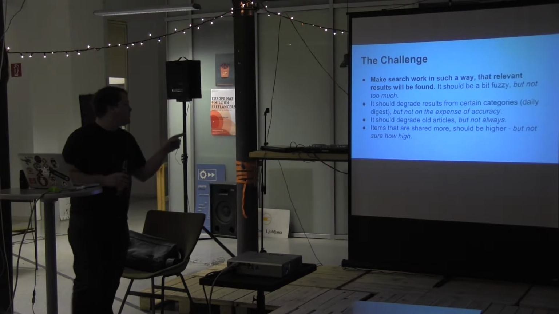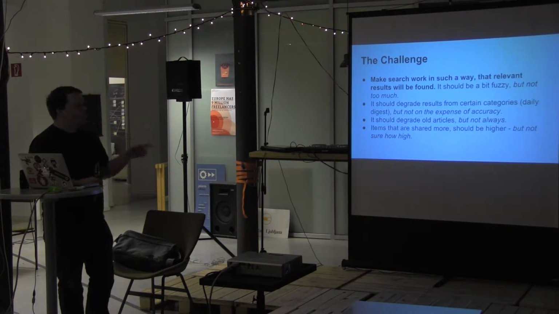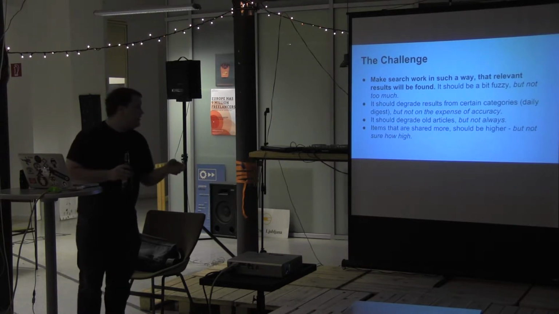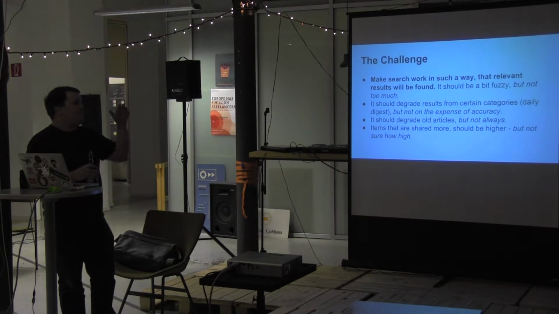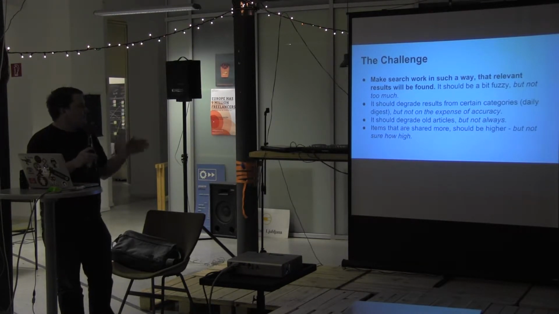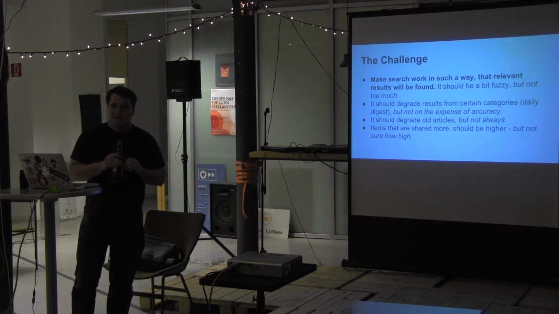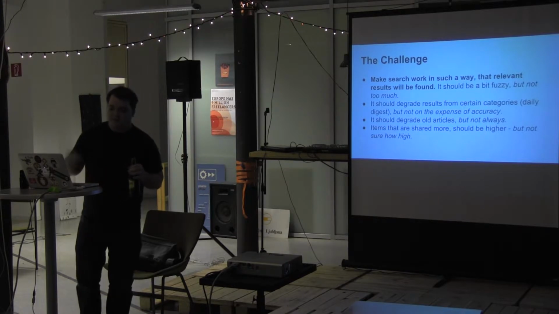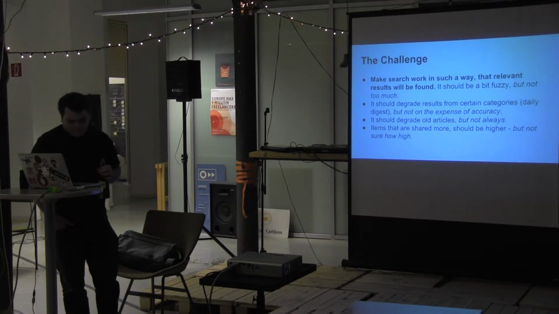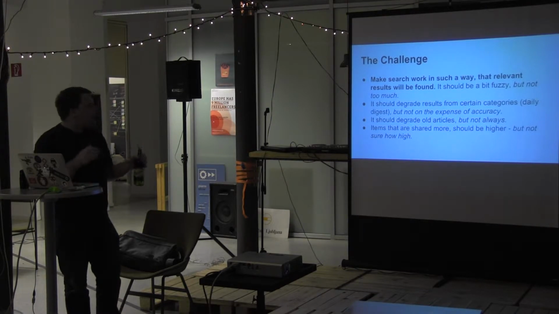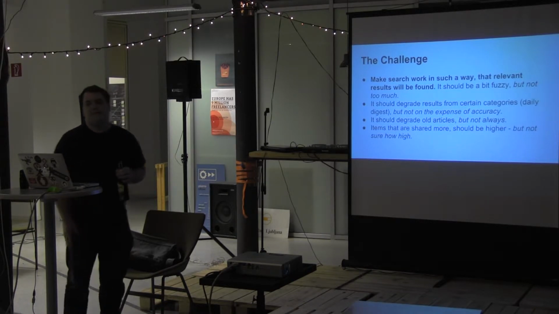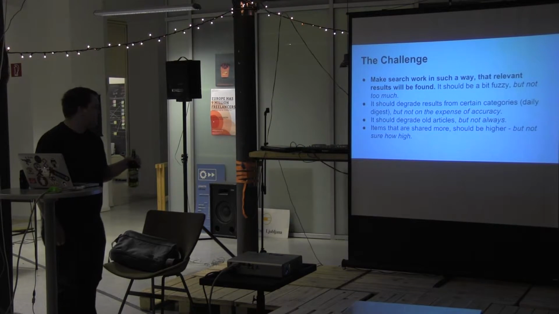Make search work in such a way that relevant results will be found. So the relevant results are relevant to them. I didn't understand how to make stuff just as they want it. It should be a bit fuzzy. You know what fuzzy search is? Like, I can make a typo here and there and the results will be okay in any way. They have 5 years old articles which shouldn't be displayed on the first page of the results.